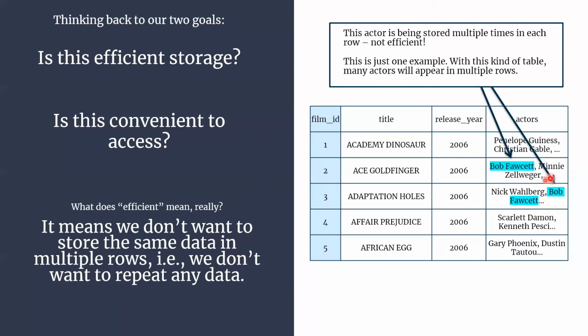So storing the same thing multiple times is not efficient. So the answer to this question is no. This is not efficient storage. And if you think about it, this is a small table, there are only 5 rows. But if you have even a medium-sized table with 1,000 rows, and you have this kind of data, then it's very possible that you will be wasting a lot of storage by storing the same actor many times in many rows. So if you expand this example to bigger tables and bigger databases, this is just not efficient.